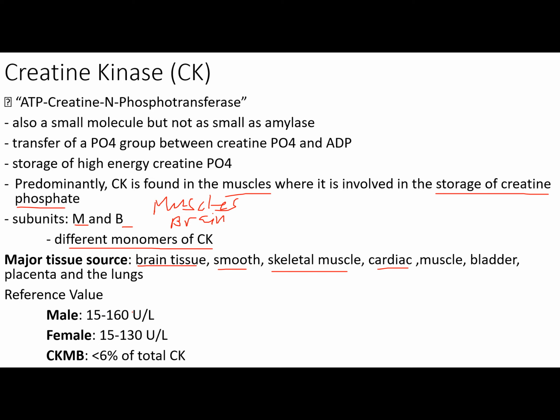Now, reference value for the male is 15 to 160 U per L, female 15 to 130 U per L, and CKMB is less than 6% of total CK. So, let's say, class, ang total CK mo is 100 U per L. If you want to know the CKMB, most likely mag-estimate ka. So, less than 6% daw. So, the 6% of 100 is 6 U per liter. So, ganun siya. If you want to get the CKMB, you get the 6% of the total CK.